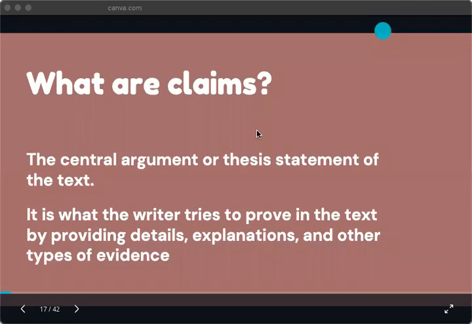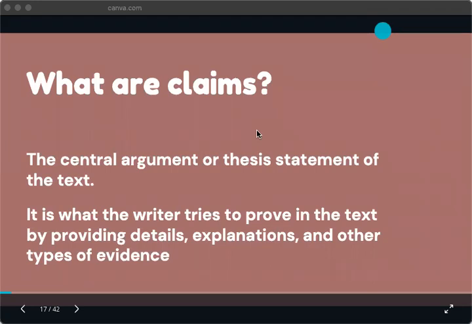Sir, what are the characteristics of a good claim? I have enumerated four here. Let's start with the first one, that a claim should be argumentative and debatable. You know, class, when a writer makes a claim, he is making a case. What case, sir? Robbery? No, that's not the one. A case for a particular perspective, okay, on the topic.